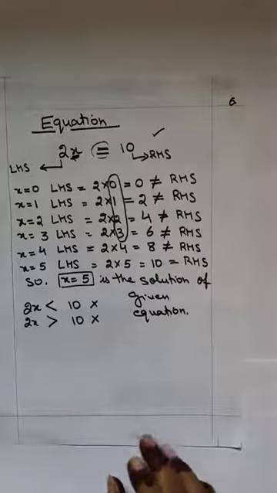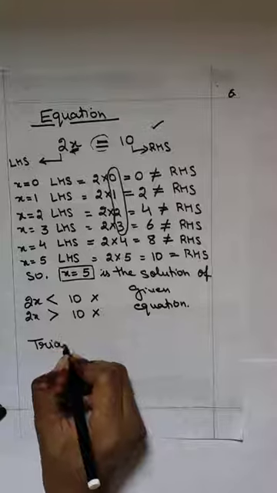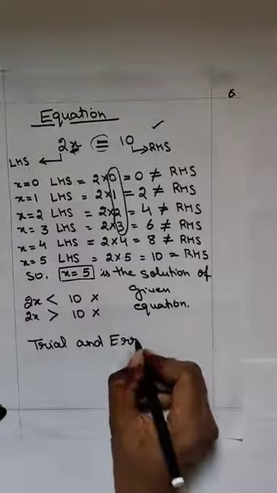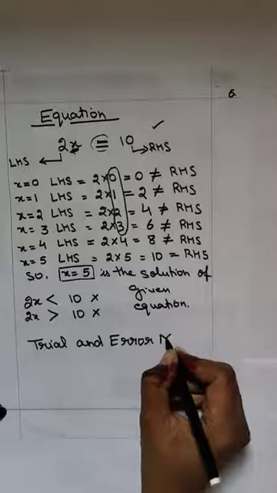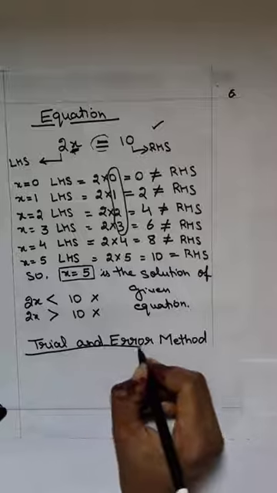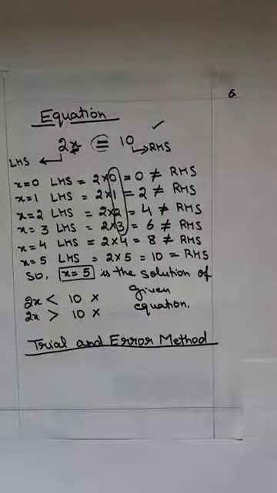And do you know what this method is known as? This method is known as the trial and error method. Because in this method, we are trying different values of the variable. Directly we don't know the answer. That you will learn in the next class: how directly we can find the solution of a given equation.